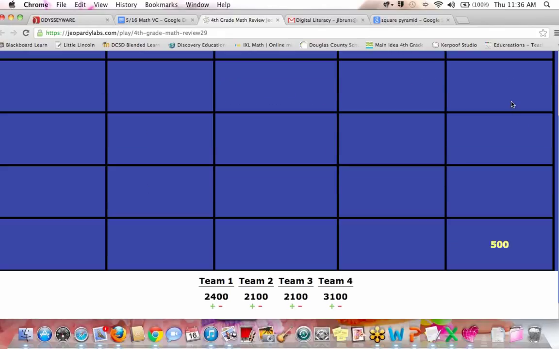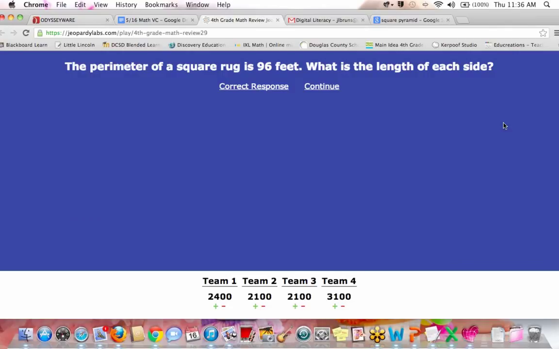All right, here's our last one. Last practice. The perimeter of a square rug is 96 feet. What is the length of each side? So 96 times 4. Nope, 96 divided by 4. You got this. 96 divided by 4. Perfect. So each side on that square rug has to be 24 feet long because it's square. So it's all equal.